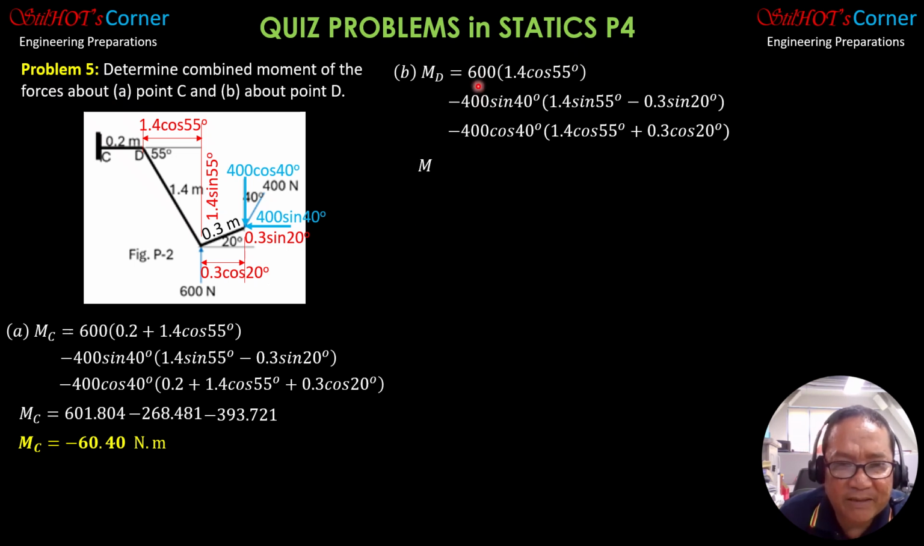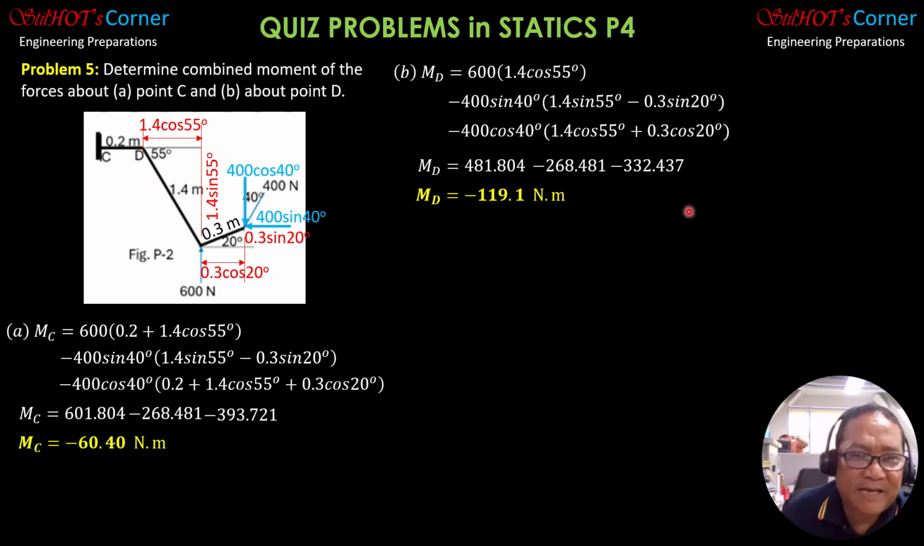So calculating, the first term is equal to 481.804. The second term is negative 268.481. And the third term is negative 332.47. Combining, the moment about D is equal to negative 119.1 Newton meters. So that's it for this video.